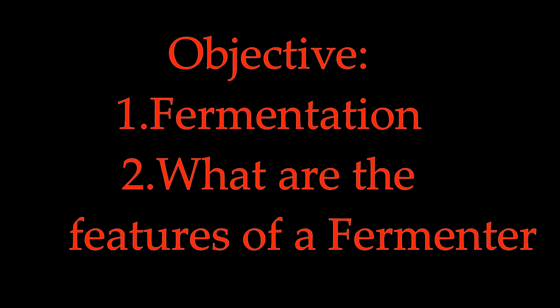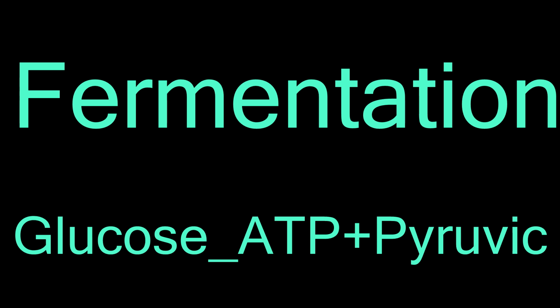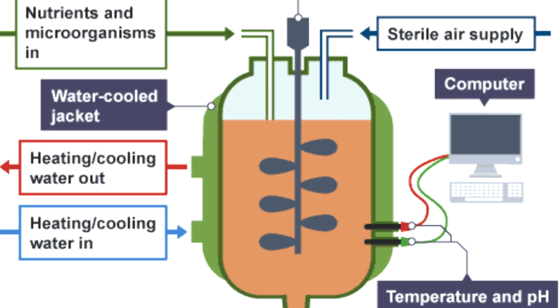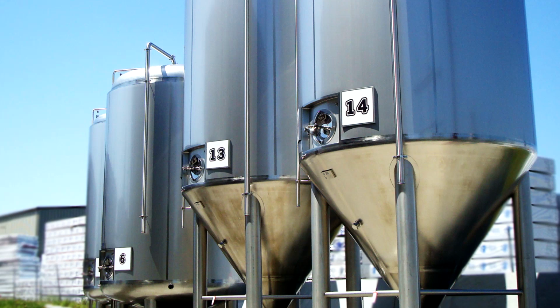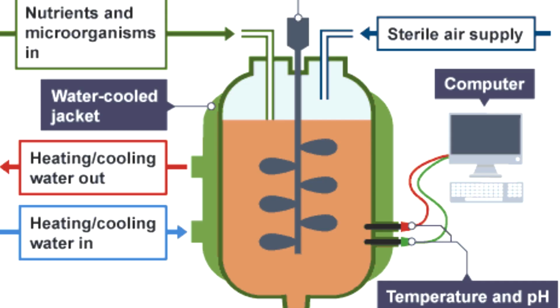Today, our objective is fermentation and what are the features of a fermenter. Fermentation is the process in which there is incomplete breakdown of glucose. Fermenters are used for the fermentation of microbes. It is used for the large-scale, rapid production of microorganisms and their products. Fermenters may be designed for anaerobic or aerobic processes.